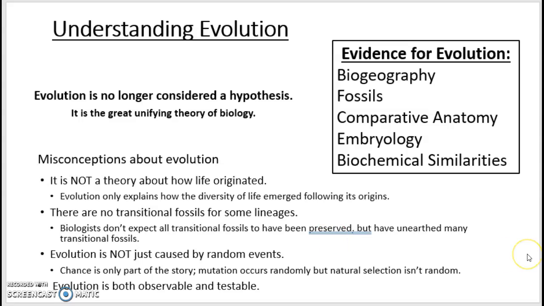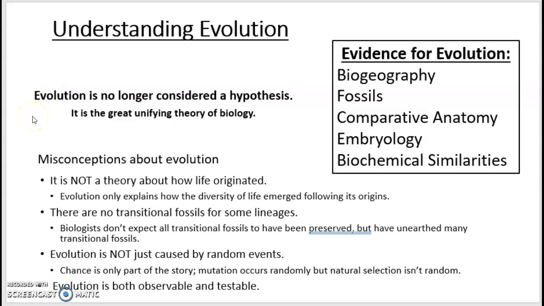All right, let's go over the different evidence we've looked at. You do need to know this list. There's biogeographic evidence. There's fossil evidence. Comparative anatomy, the slide on the anatomy: homologous, analogous, and vestigial structures. There's embryology and biochemical similarities. These are all evidence for evolution.